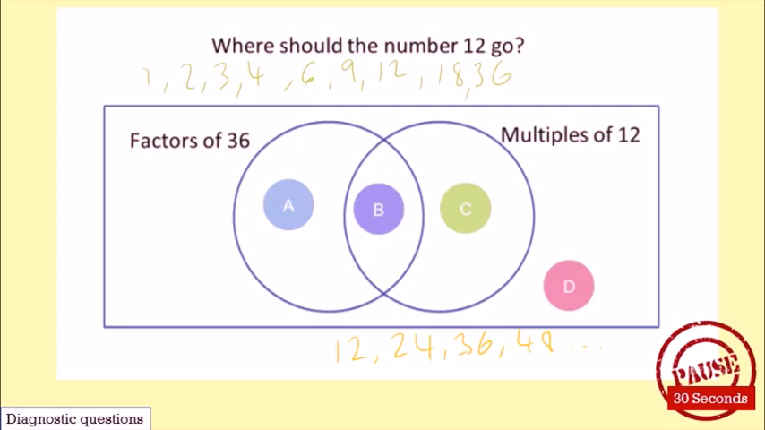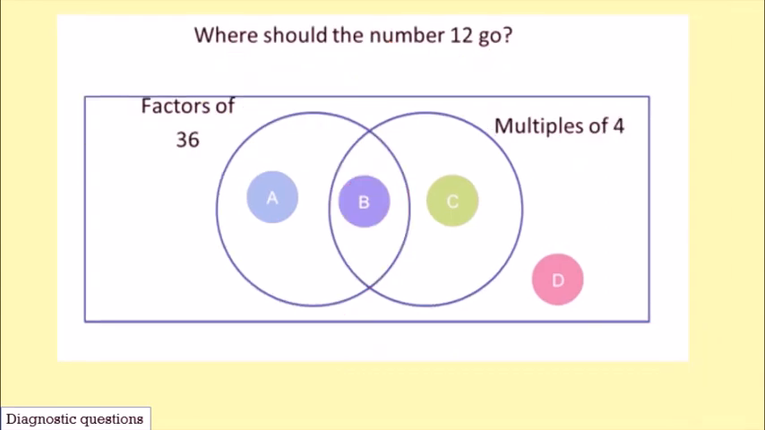Okay, now where should the number 12 go? So the number 12 is actually in both categories. It's a factor of 36 and a multiple of 12. Because it's both of them, it would go in this section of the Venn diagram. Anything that satisfies both categories in the Venn diagram always goes in the middle. So the answer therefore was B.